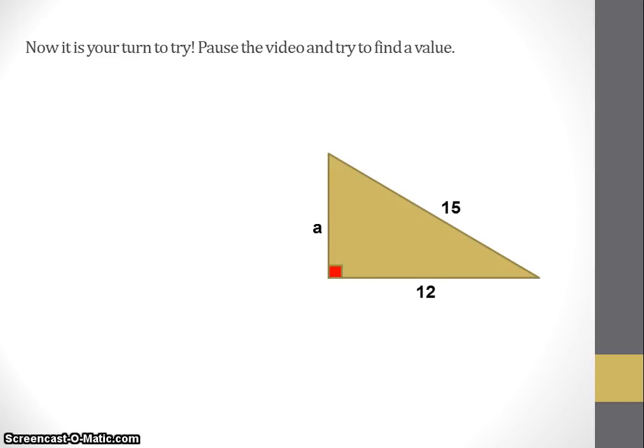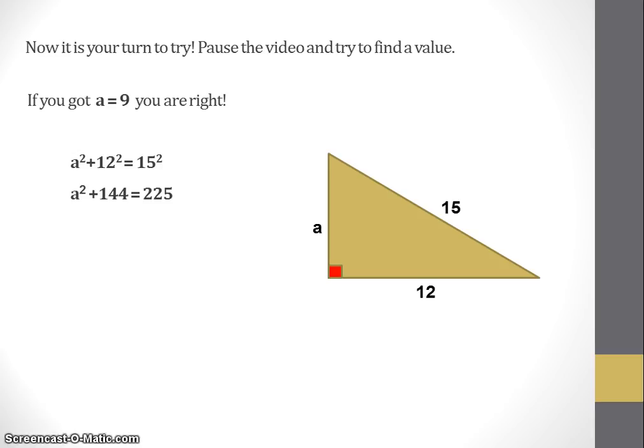Now it's your turn to try. Pause the video and try to find a value. If you got a equals 9, you're right. a squared plus 12 squared equals 15 squared. a squared plus 144 equals 225. We subtract 144 from both sides. We have a squared equals 81. We take the square root for both sides, and then a equals 9.